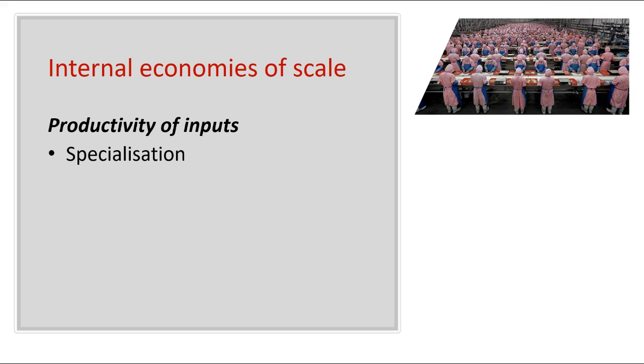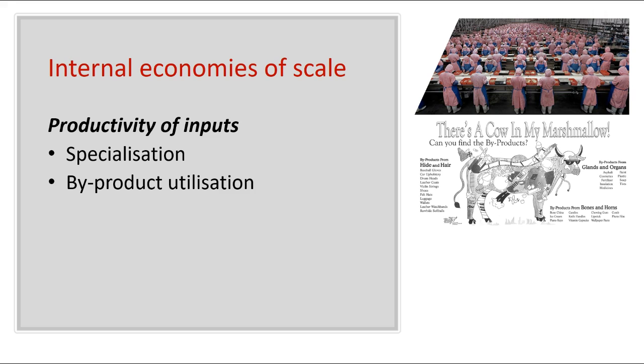And because each worker becomes very specialised in the task that they perform, it's usually the case that that worker is able to contribute more to production, to output, than would otherwise have been the case if they weren't specialised, if everyone was just a jack of all trades and everyone was contributing to all parts of the production process. So by specialising in a particular task, a worker becomes very good at that task and is able to increase their output simply by virtue of specialising.